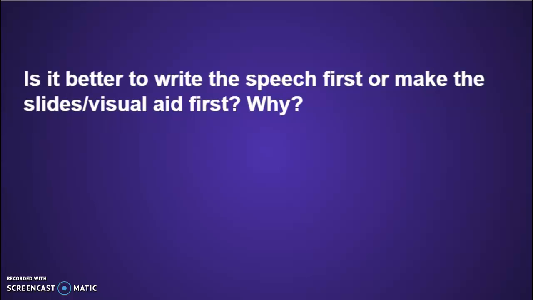And if you do the visual aid first and then write the speech based off the visual aid, then the focus of your speech will be the visual aid and not you and not your words. So I would caution you against making slides first. I know that some people do that. Some people can pull it off, but sometimes it just makes for a poorer quality speech.